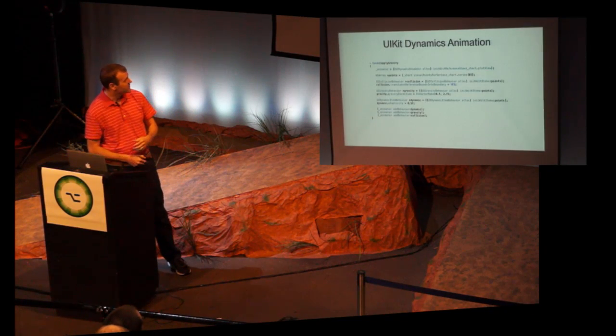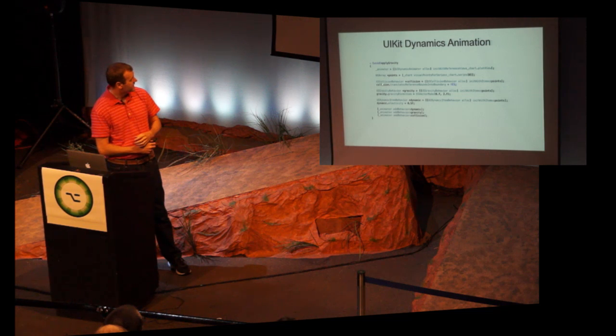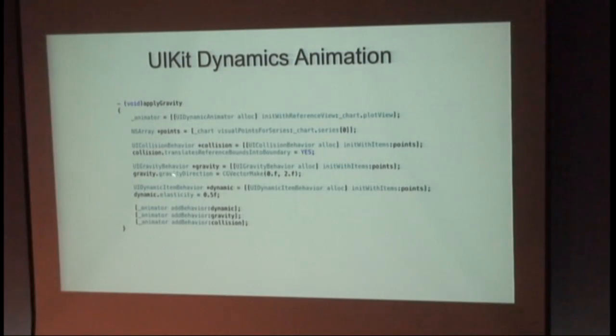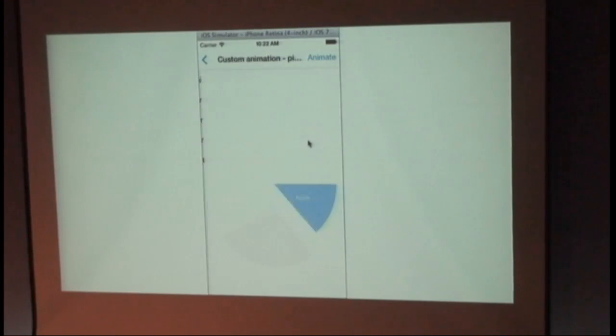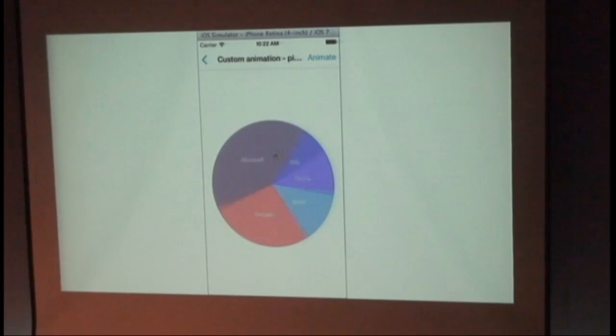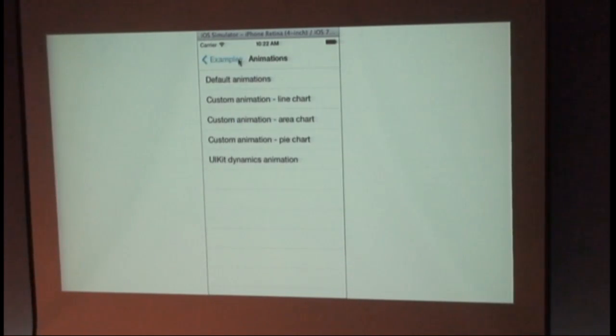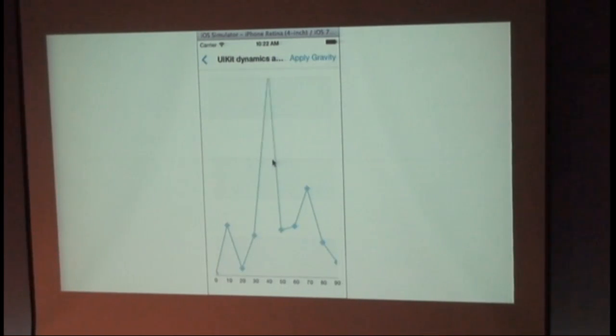Here's just another example where we decided to use the collision behavior, a gravity behavior, and then a dynamic item behavior. And then we added all of those behaviors, and this is an example of both of those in action. So this is the custom animation. Then you can click on the animate button, and if we go back, we can go to the UIKit Dynamics, and you can see some elasticity there. And then if you wanted to, you could apply the gravity.